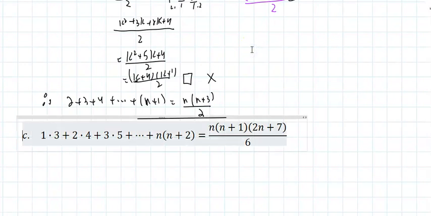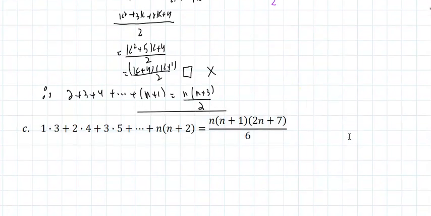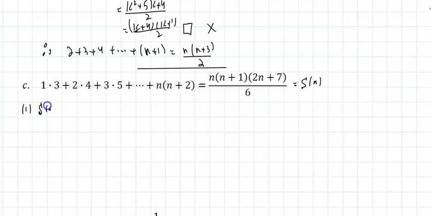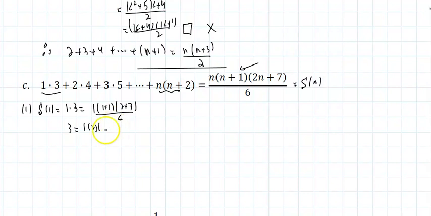Okay, the next problem on the list, we let this be S of n. Step 1, we want to show S of 1 is true. That is, plug 1 in there: you get 1 times 3, and on the right, 1 times 1 plus 1 times 2 times 2 plus 7 over 6. 3 equals 1 times 2 times 9 over 6, right? 3 equals 18 over 6. 3 equals 3, got it.